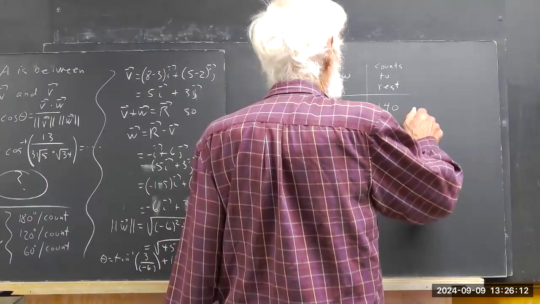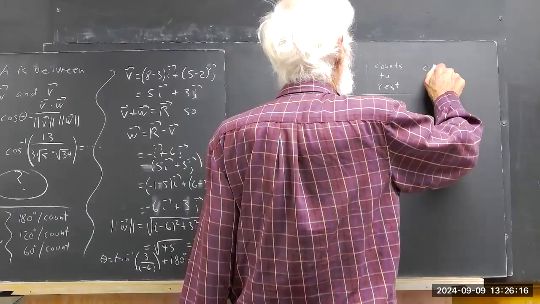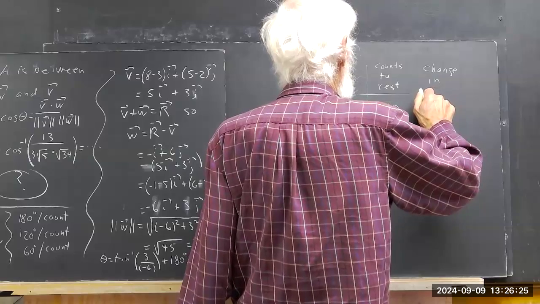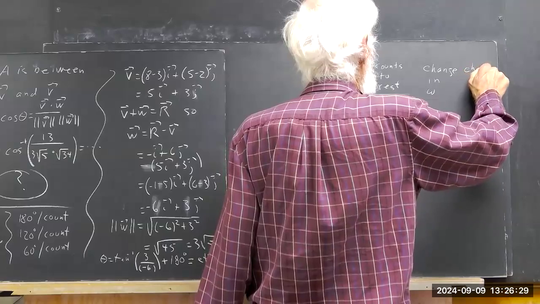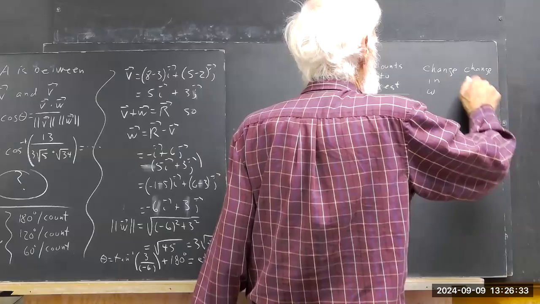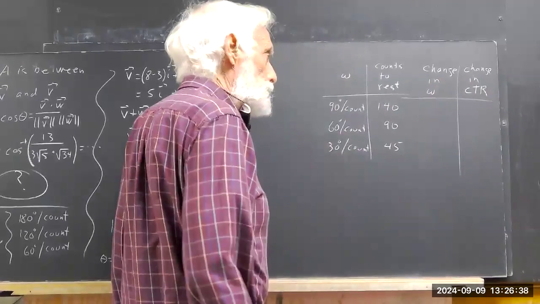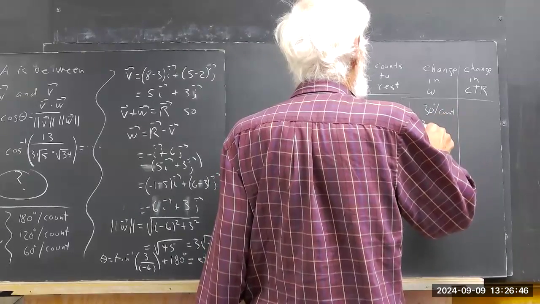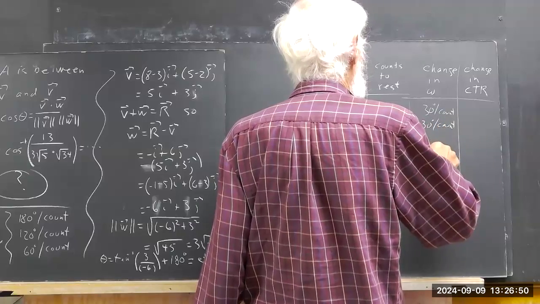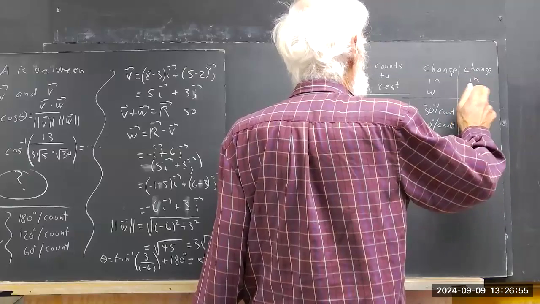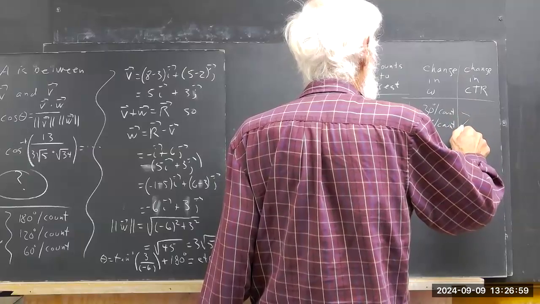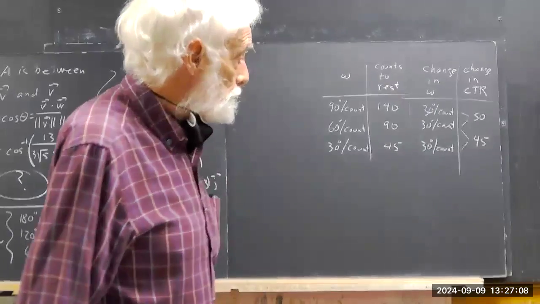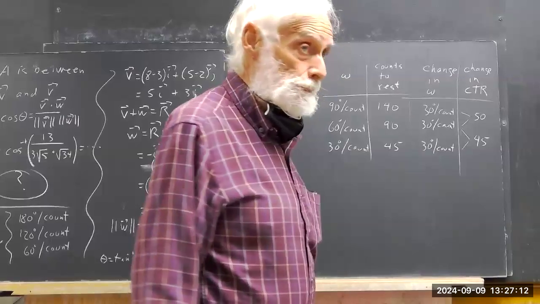Now, if the table looks like this, okay, I'll call this change in omega and change in counts to rest, right? So change in omega is 30 degrees per count each time. And the change in counts to rest is 50, and then 45. Okay?